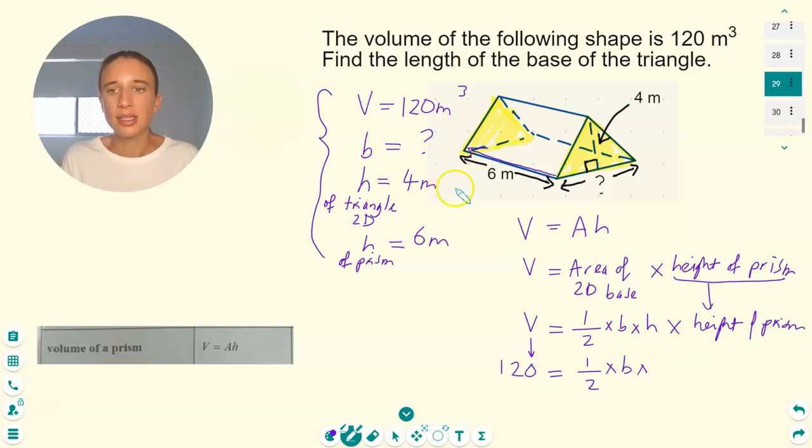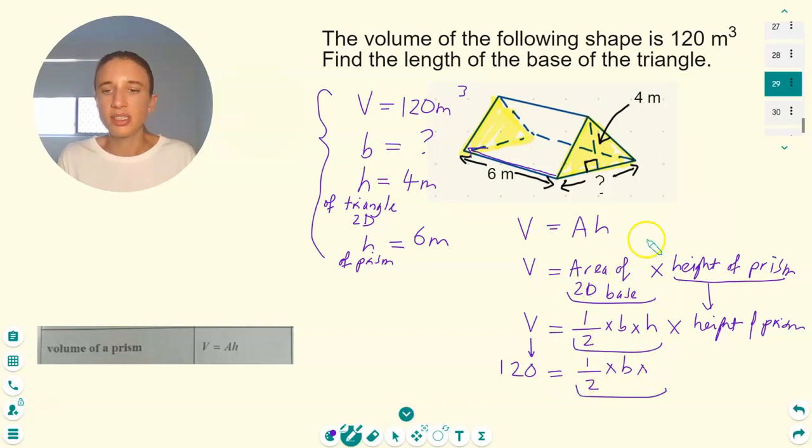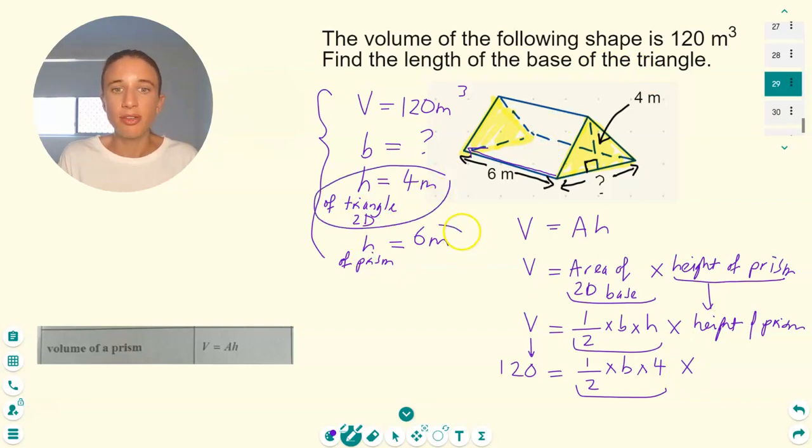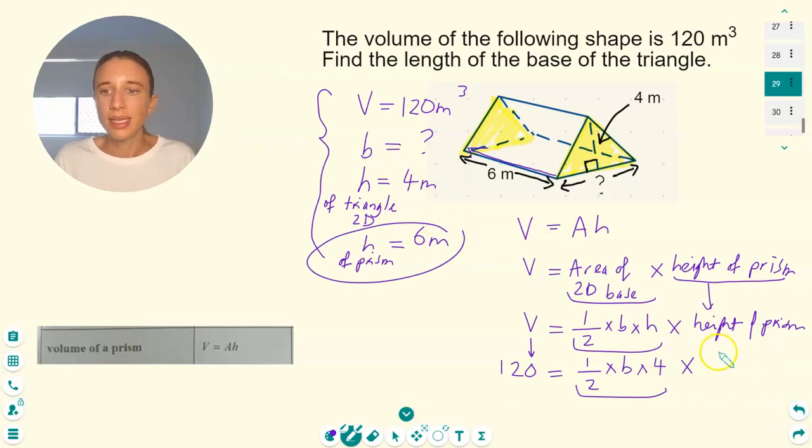The height of the 2D base. Remember, this first bit is dealing with the 2D base. The height of that 2D base is 4. The height of the prism. So they're different types of heights. The height of the prism is 6 meters. So be very careful.